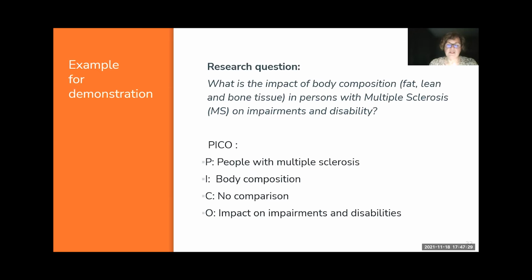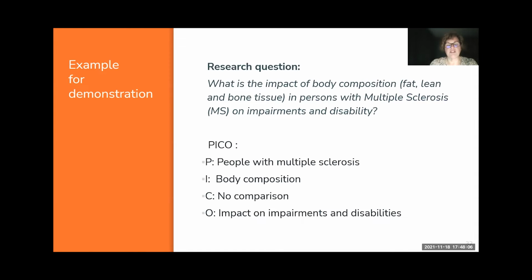Okay, so for my demonstration in Medline, I will use this example: What is the impact of body composition in persons with multiple sclerosis on impairment and disability? This project didn't have a PICO specifically beforehand, but I created one. It's not perfect. The population is people with multiple sclerosis. The I is body composition, but it's not really an intervention. It's more, I guess, the context of the person. And then there's no comparison. And the O is the impact on impairment.